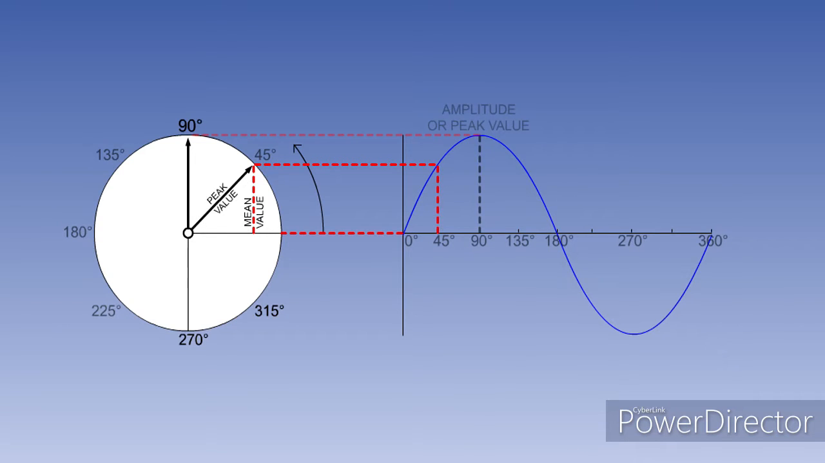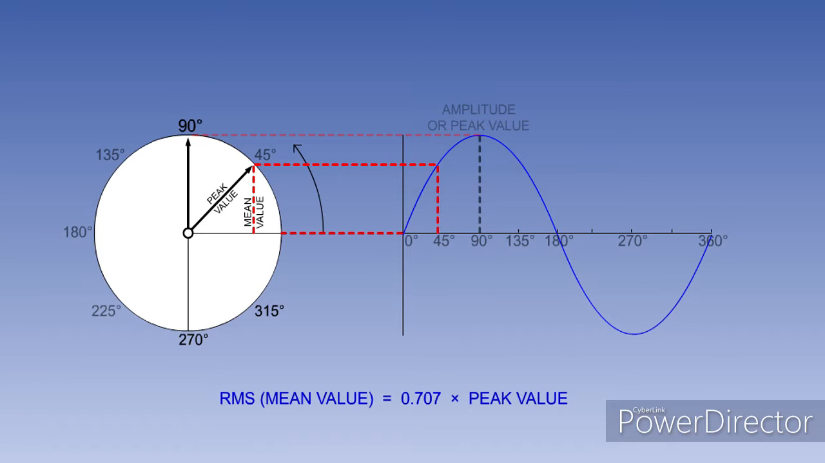In our case, the hypotenuse is equal to the peak value, and the opposite is equal to the mean value. The sine of 45 degrees is 0.707. So in our case, 0.707 equals the mean value divided by the peak value.